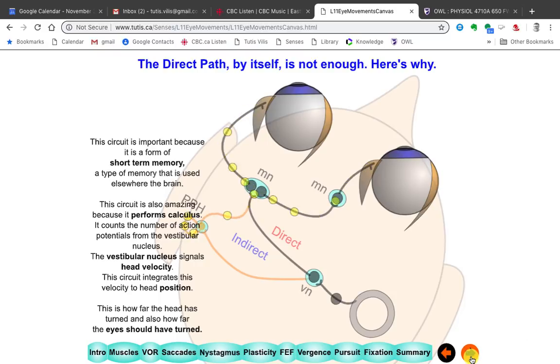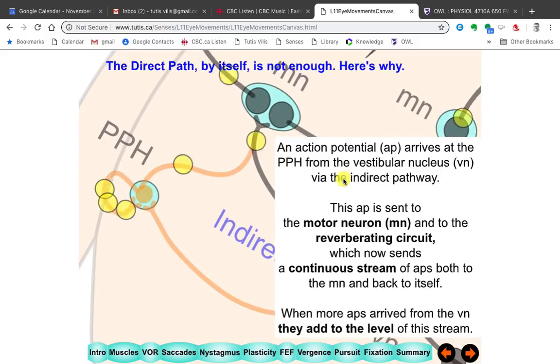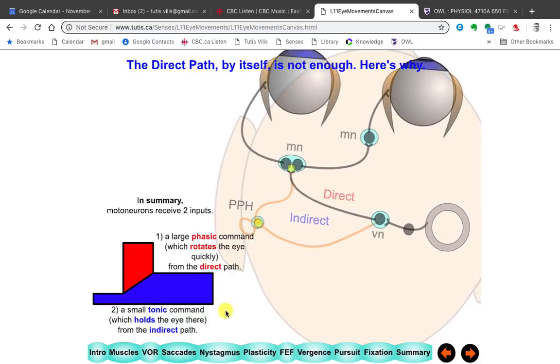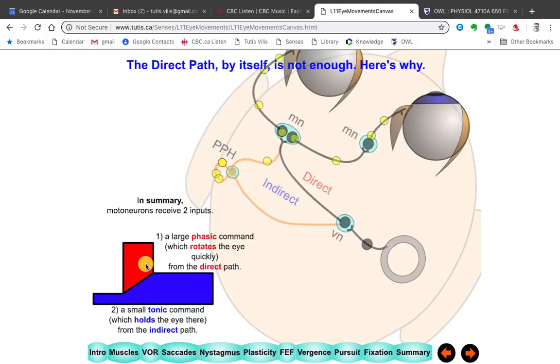So it's neat to see a structure in the brain performing calculus. And you'll see that this is important for other reasons as well. So just repeating what I said before, the action potentials arrive from the vestibular via this indirect pathway, and then the action potentials are sent to the motor neurons from the circuit to keep the muscle contracted at its new position. So they're adding a level. So you've got two pathways. One is just active during the turn, and the other one, which is the sum of all this, is a tonic level that is maintained after the turn. So you take velocity and convert it to a position level.